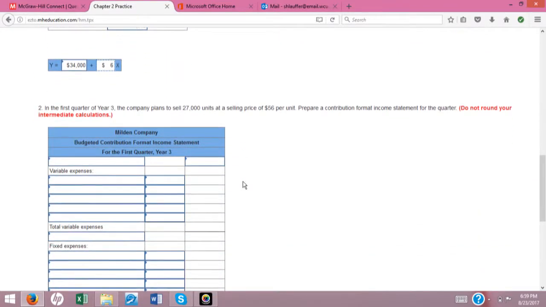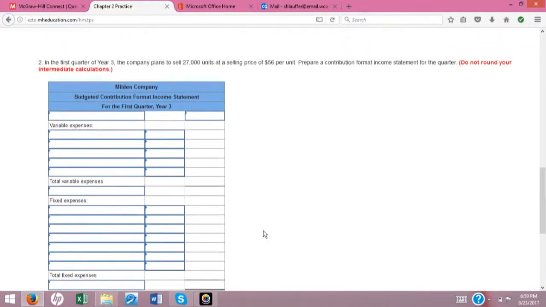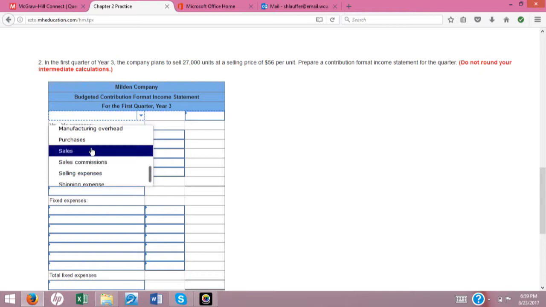The next thing we're going to do is do a budgeted contribution format income statement. And it's going to look something like this. Again, I would put this in Excel. I think that's the easiest way to go about it. We're going to have to put our titles in here.